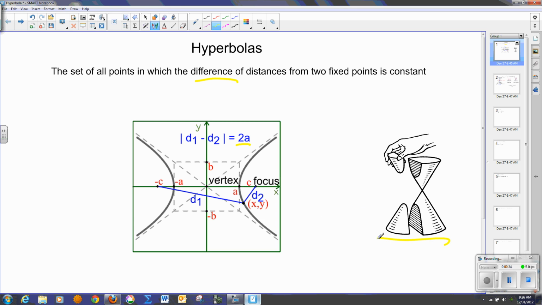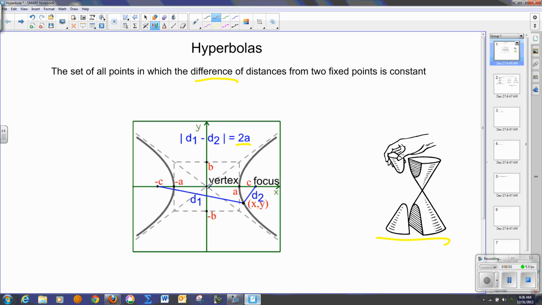A picture of where this hyperbola comes from relative to the conic section is over on the right. If I slice the two cones vertically, I'll get this hyperbolic figure. A couple of distances I need to let you know about.